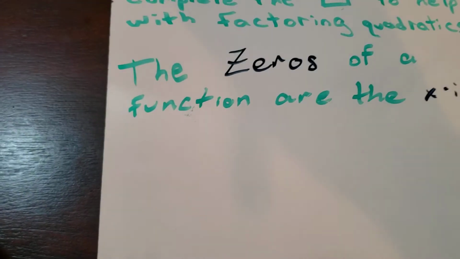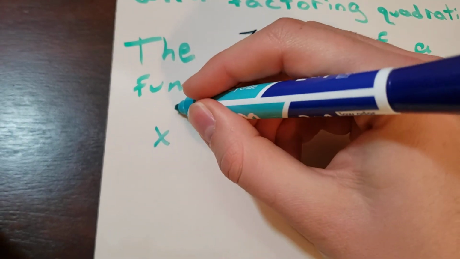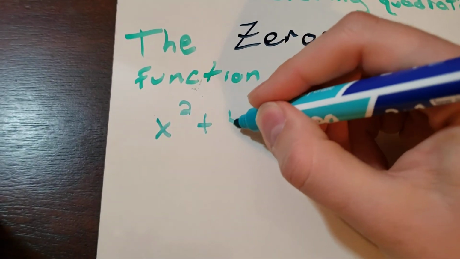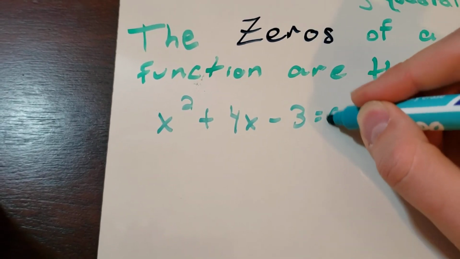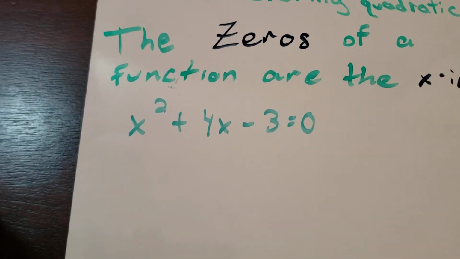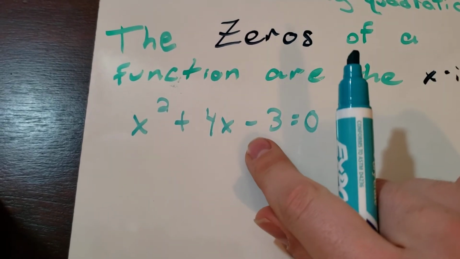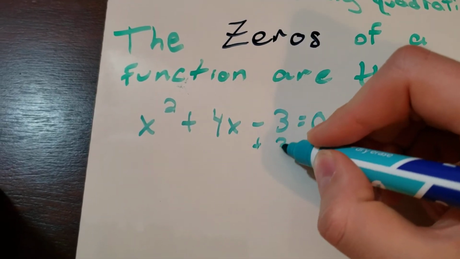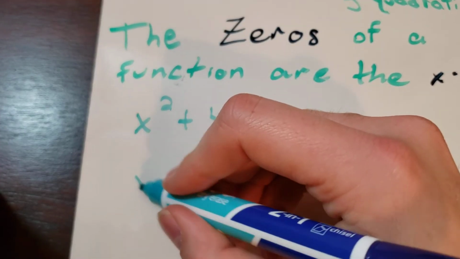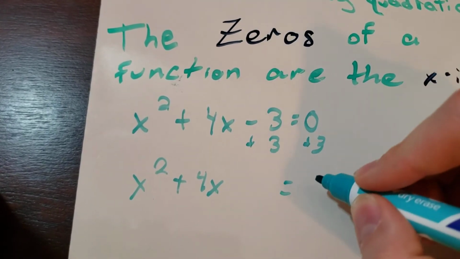But the other one that we are working with is, what if we have something like x squared plus 4x minus 3? Well, what do we do in cases like this? What we need to do is remove our c term to the other side of the equation. Plus 3 plus 3. So we've got x squared plus 4x equals 3.